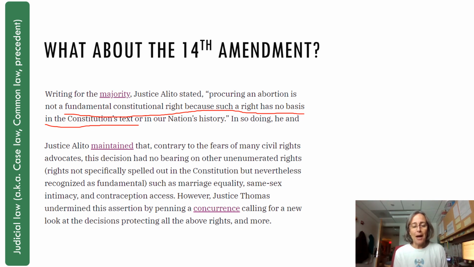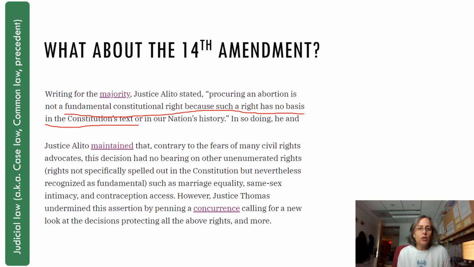So I disagree with Justice Alito when he says it has no basis in our nation's history, because it definitely does. There's lots of evidence to show that it was very common. And if you didn't know, abortion was completely legal in this country until the mid-1800s through the late 1800s, when various states started passing laws against it. But anyway, that's what he said.